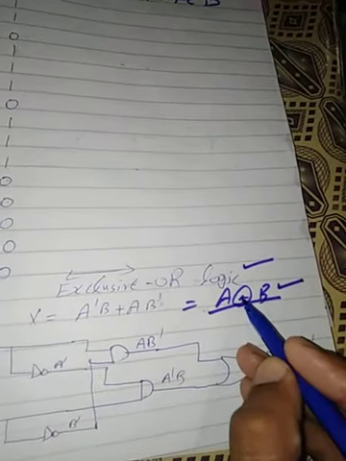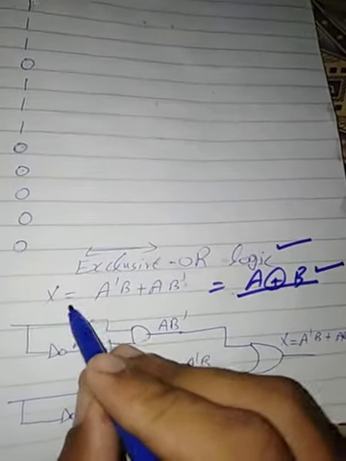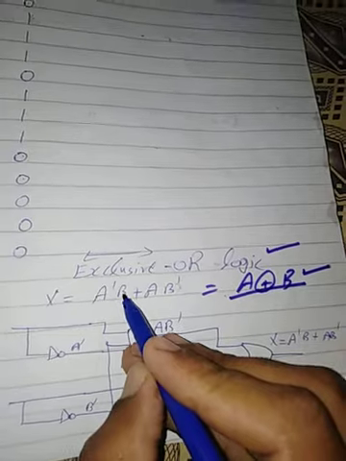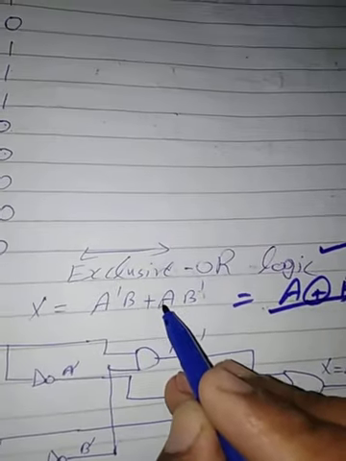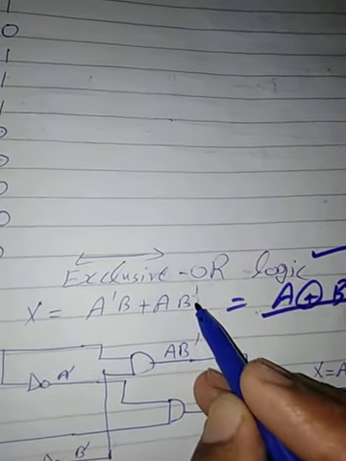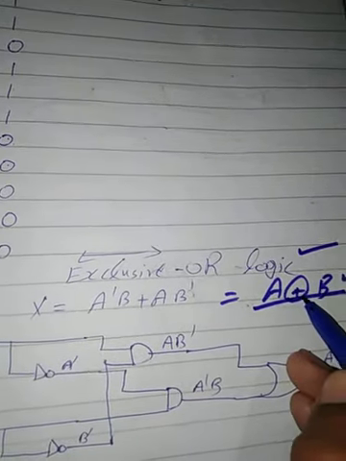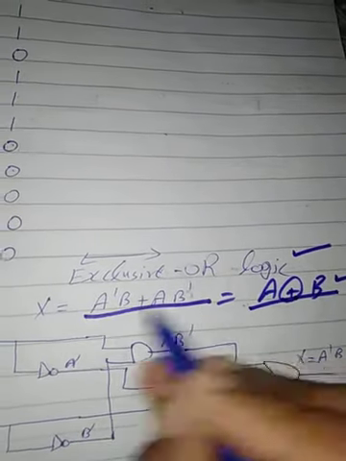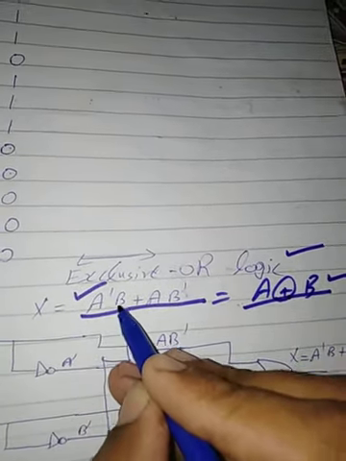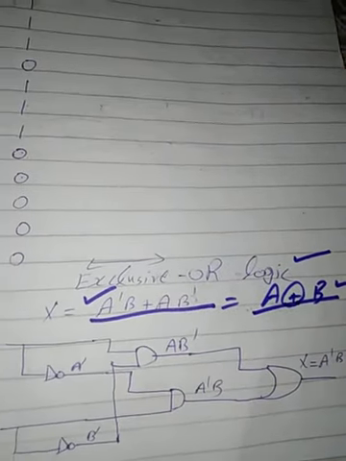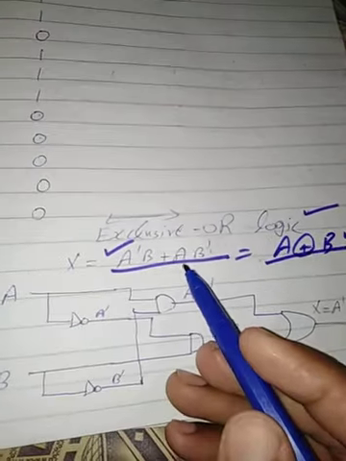When I open this expression, it becomes first complement, second variable simple, plus first simple, second complement. So the first variable complement means first complement, second simple, plus first simple, second complement. This is my exclusive OR expression.